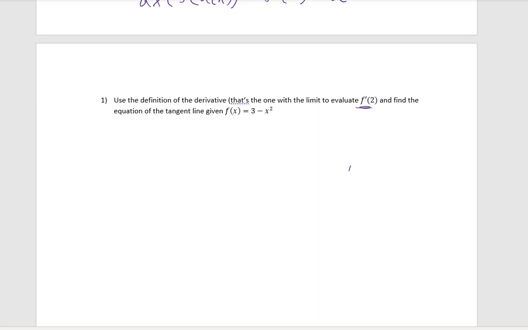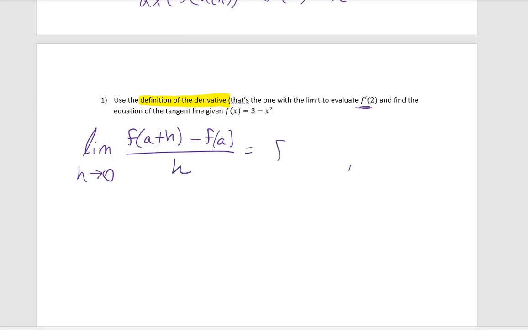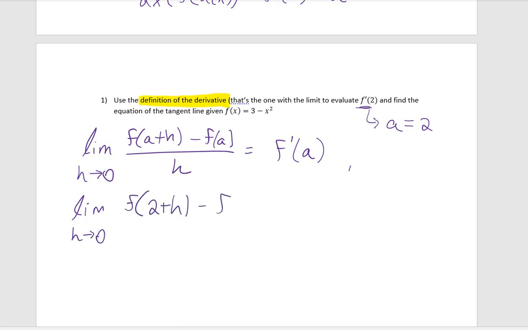So anytime you're asked to use the definition of the derivative, you are going to use the fact that it's the limit as h approaches 0 of f of a plus h minus f of a all divided by h. Remember, that equals f prime of a. In our case, this means that our a value equals 2. So we're going to have the limit as h approaches 0 of f of 2 plus h minus f of 2 all divided by h.